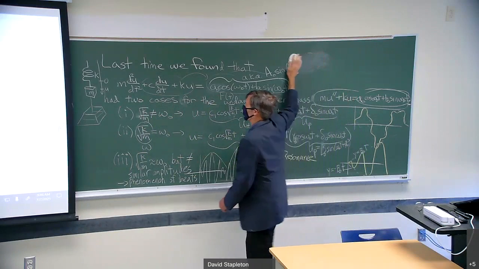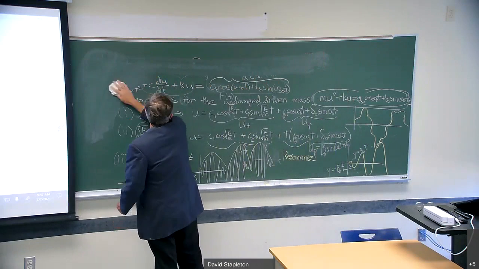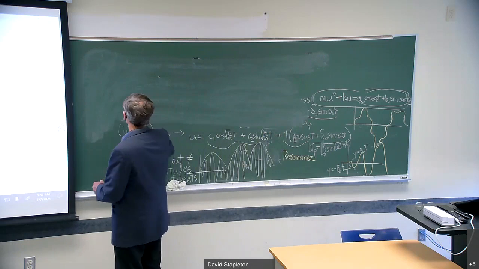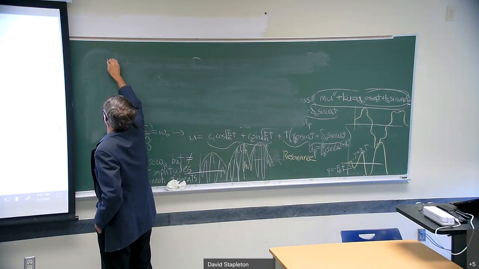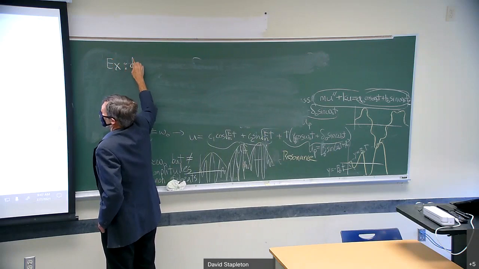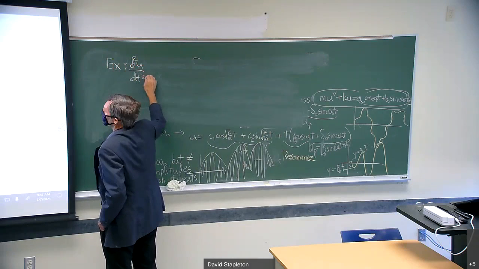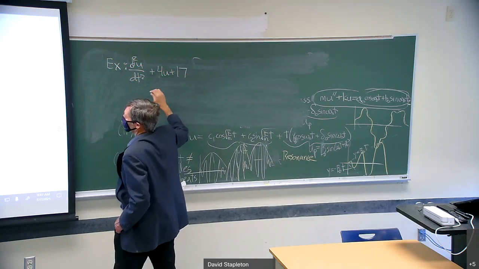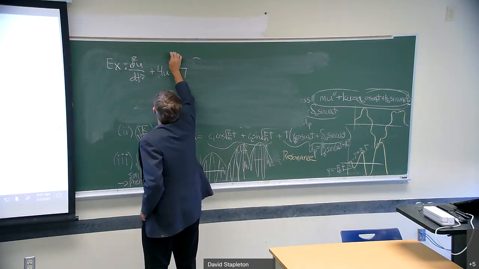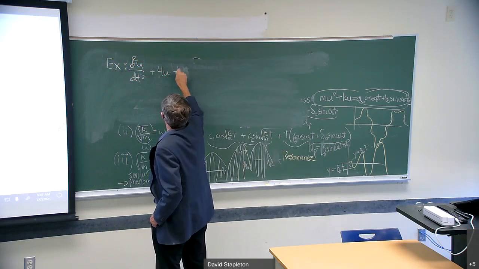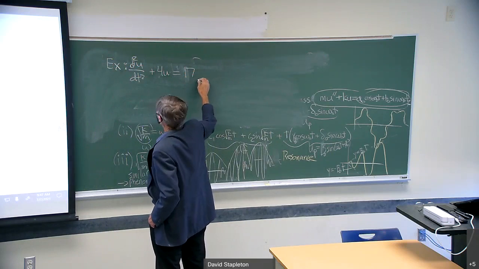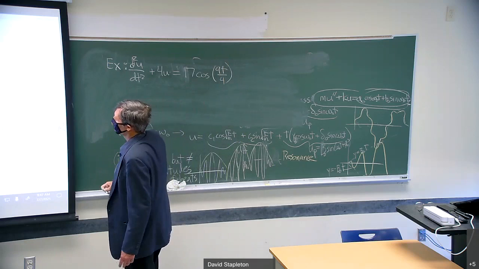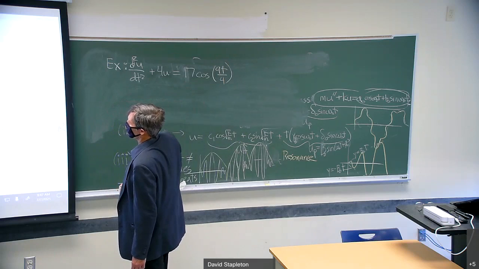So let me just do an example of the phenomenon of beats rather than proving it in generality, and you'll see why it works. Here's the example I put in the notes. It has some nice numbers, so I won't get too bogged down in those, hopefully. So I take d squared u dt squared plus 4u equals 17 cosine 9t over 4. And I'm going to find the general solution of that.